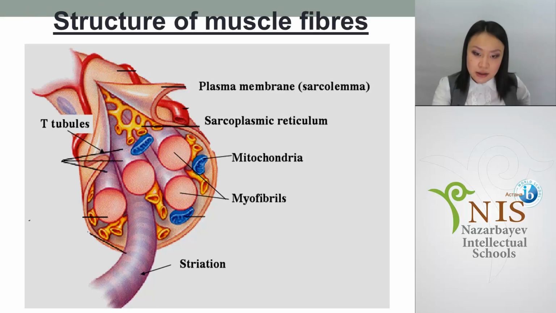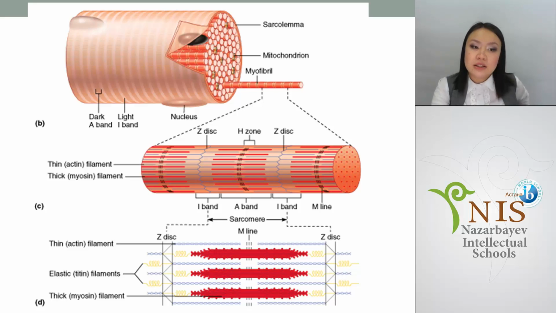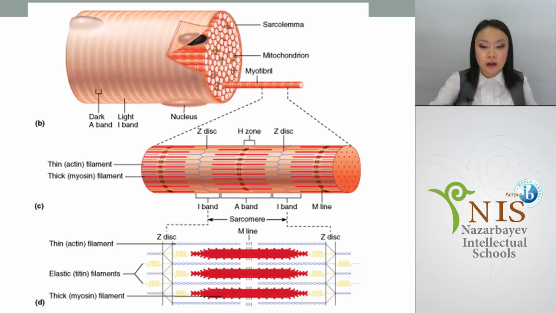Structure of muscle fibers. Okay, look at this picture. Here you see lots of mitochondria. In this picture you could count 3 mitochondria. And you could see fibrous sarcoplasmic reticulum, myofibrils. And if you look at how muscle works, how muscle contracts, you could find this answer if you look at its longitudinal picture.